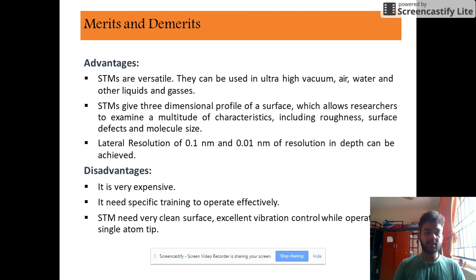Disadvantages: it's very expensive. It needs specific training to operate effectively. An STM needs a very clean surface and excellent vibration control during operation.